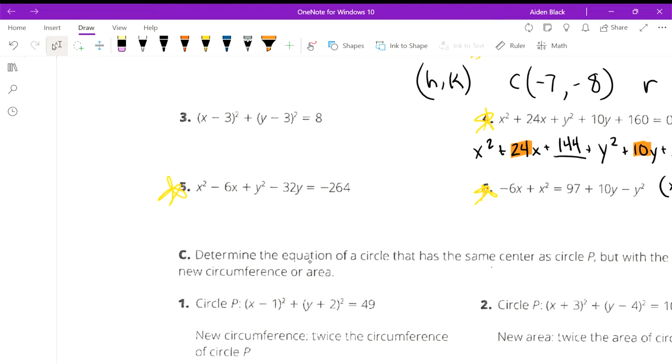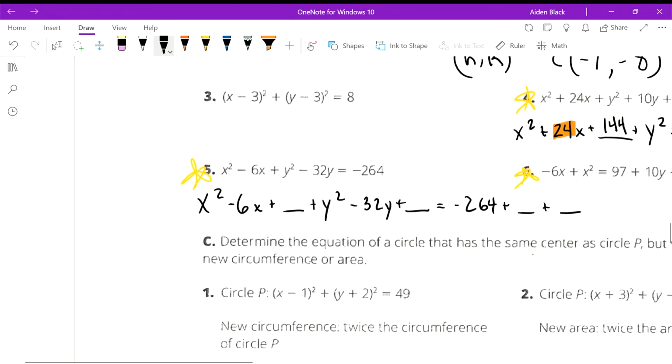We could do this one real quick. Remember, group the x's, leave a space, group the y's, leave a space. This constant is already on the other side of the equation, so that's good. What do we do? Well, let's take half of 6. Remember, these are the numbers we use. Take half of -6, it's -3, and we square it, we get 9.